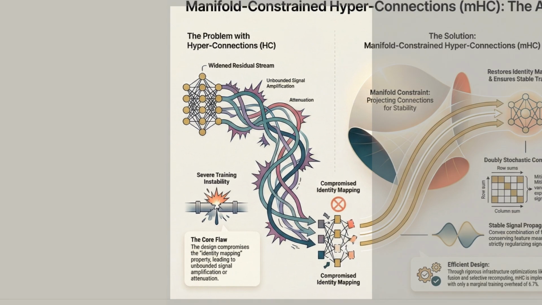Traditional hyperconnections widen residual streams and stack many paths between layers. While this can increase representational power, it also amplifies or attenuates signals unpredictably. As depth grows, gradients can vanish or explode, creating severe training instability and making models difficult to optimize reliably.